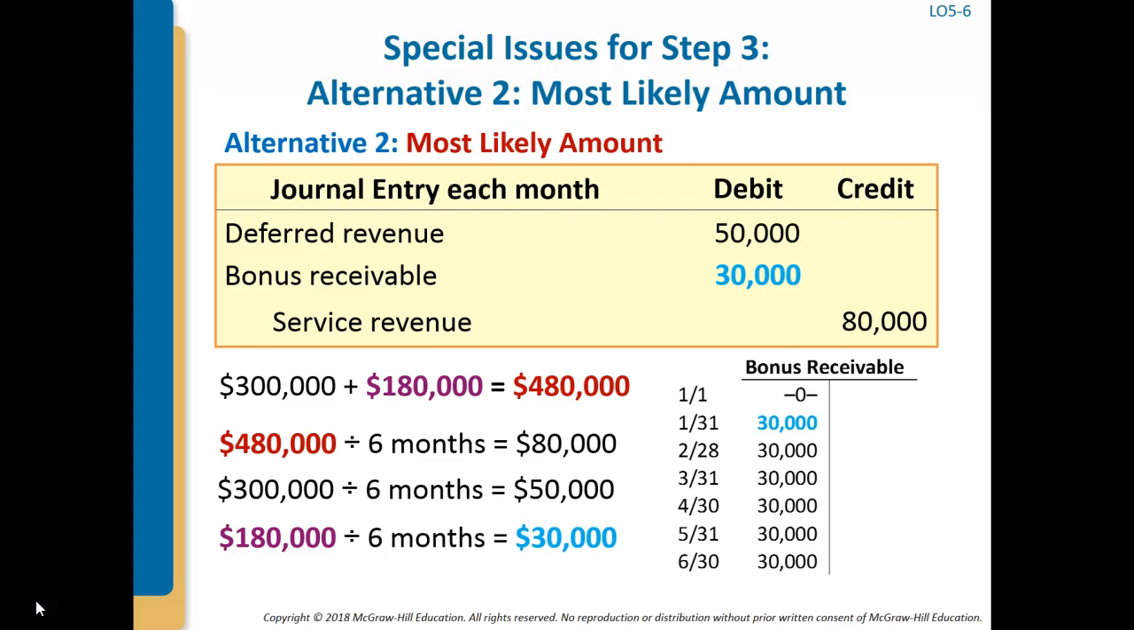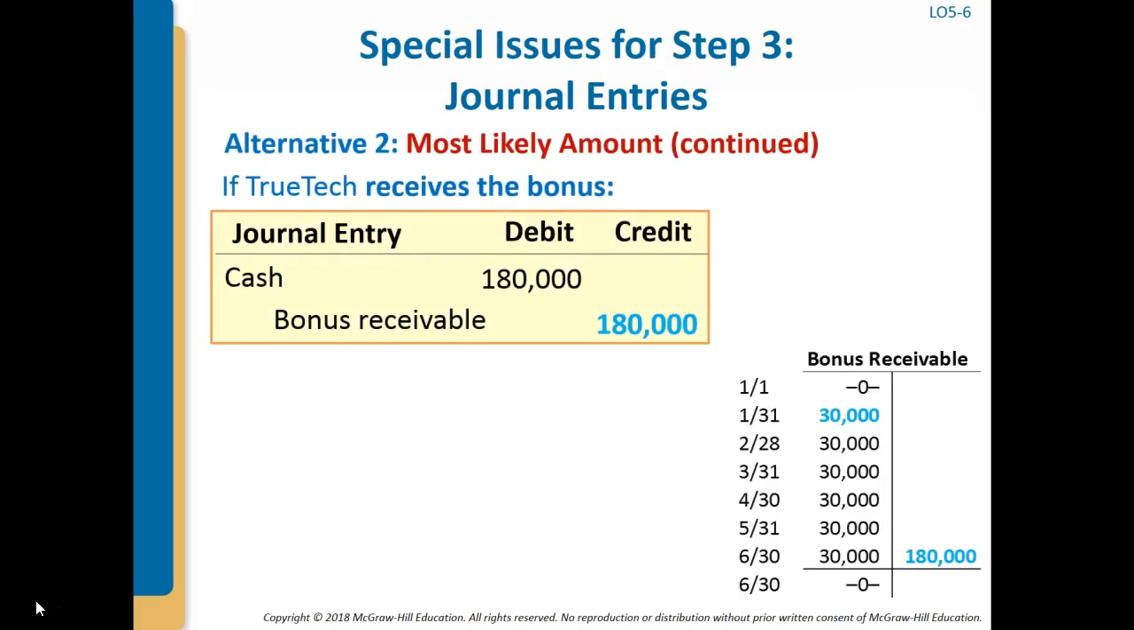Part of this $80,000 is 1 month's worth of deferred revenue that's now recognized as revenue, which would be the $300,000 fixed divided by 6 months, or $50,000. And the other part is estimated bonus receivable, which is the $180,000 divided by 6 months, or $30,000.